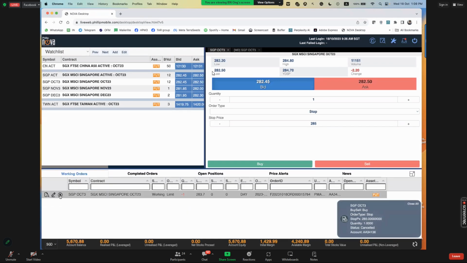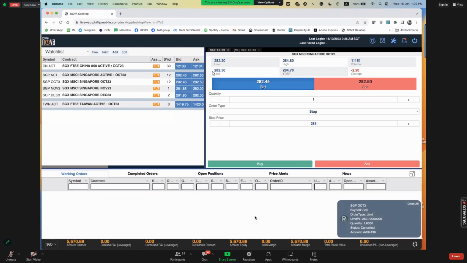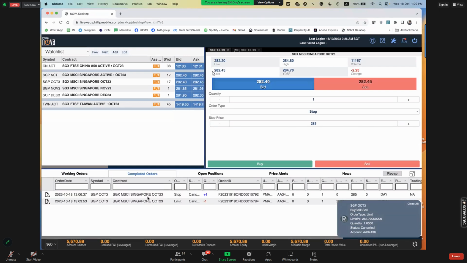Make sure that you cancel all the orders. Now don't cancel your limit order and then leave your stop order, because they're individual orders. You have to cancel all of them. Okay, done, no more. So under the completed orders, you have these 2 orders here completed, but they were canceled. They are not open, they are just canceled.